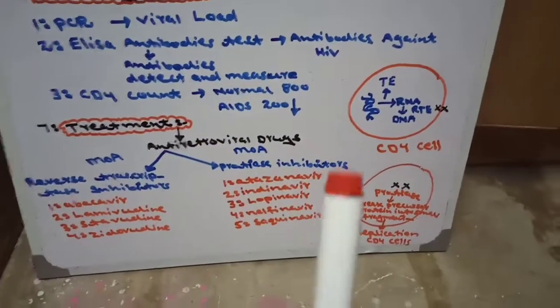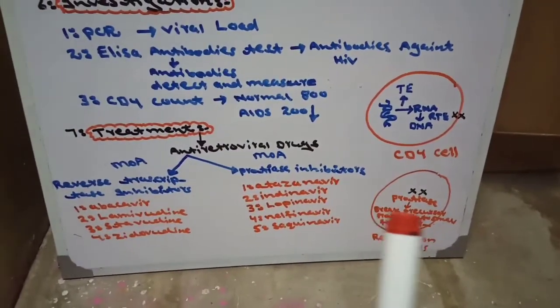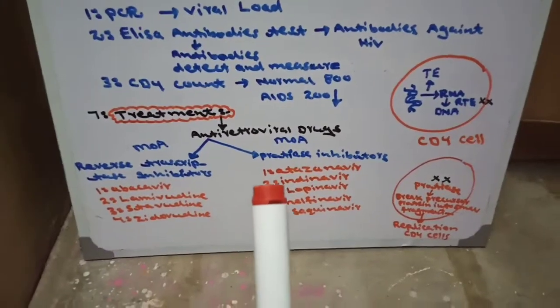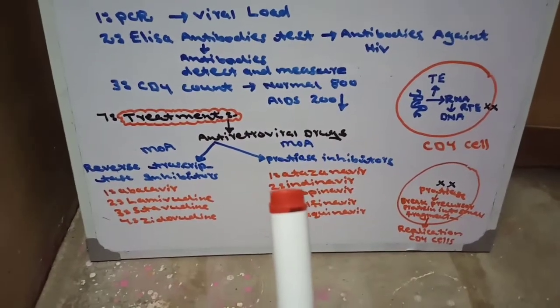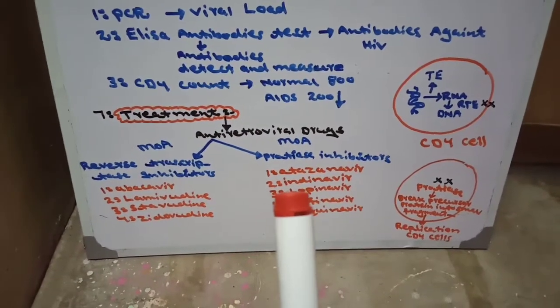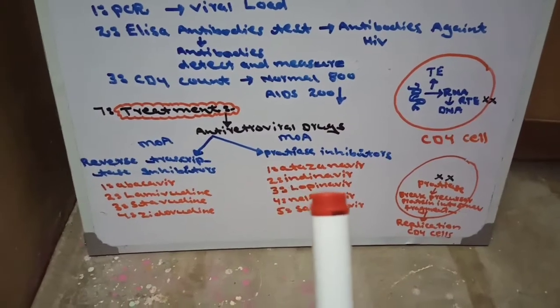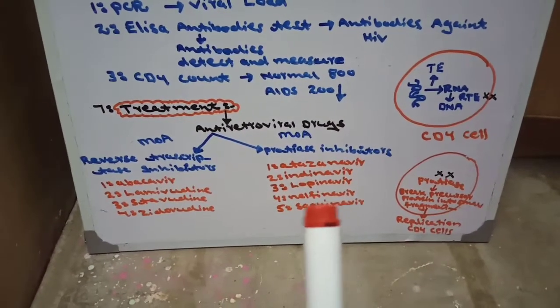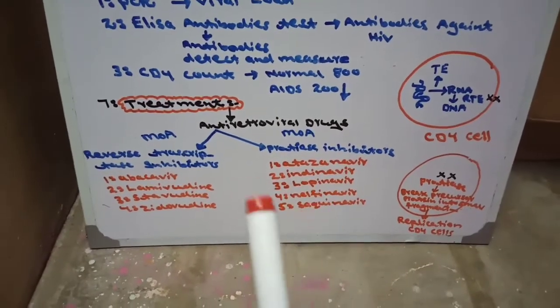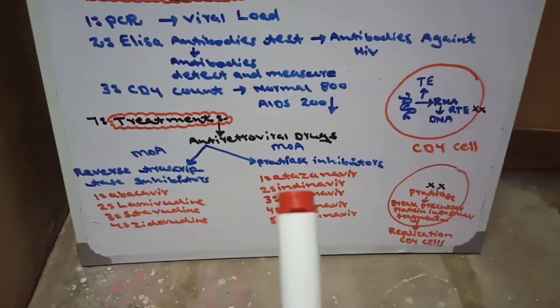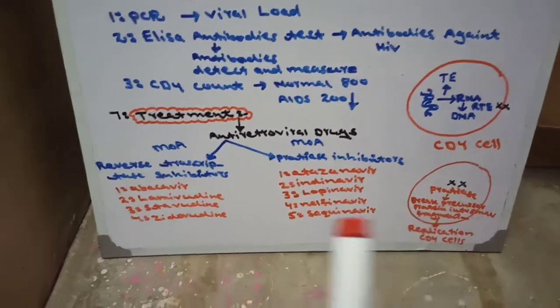Protease inhibitors inhibit the protease enzyme, and at the end of the drug name, "navir" will be present. Number 1, atazanavir. Number 2, indinavir. Number 3, lopinavir. Number 4, nelfinavir. Number 5, saquinavir. These are the 5 drugs which are protease inhibitors, which inhibit the protease enzyme.